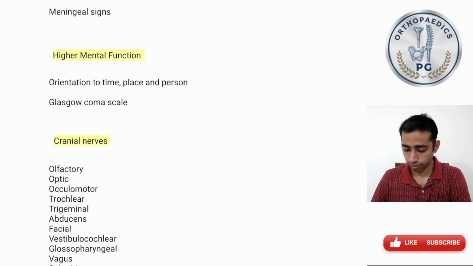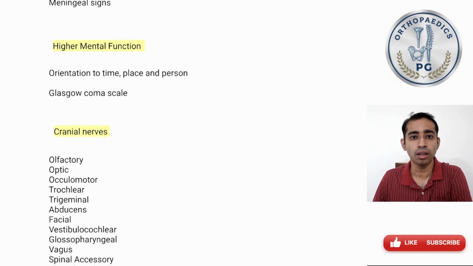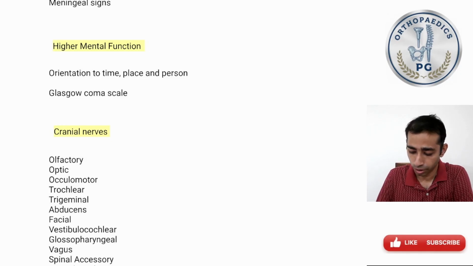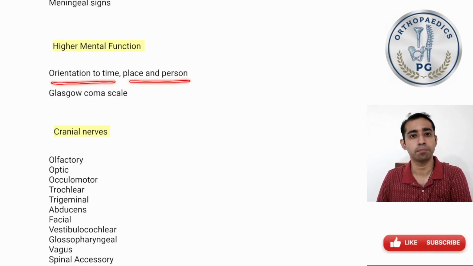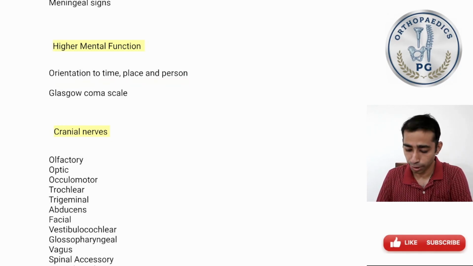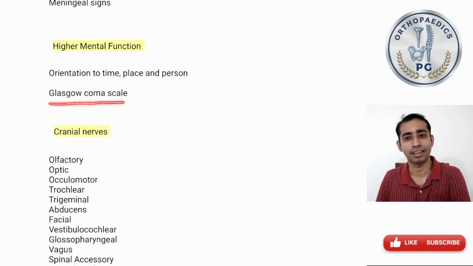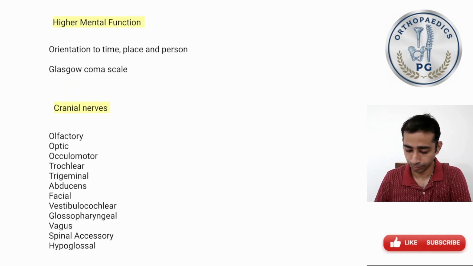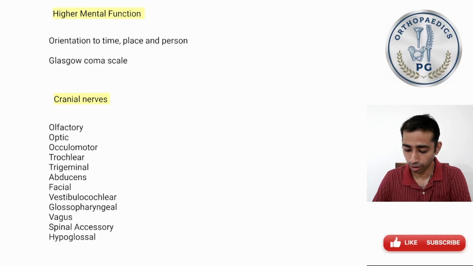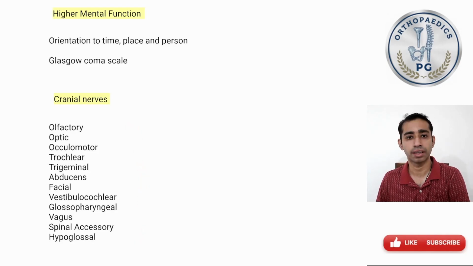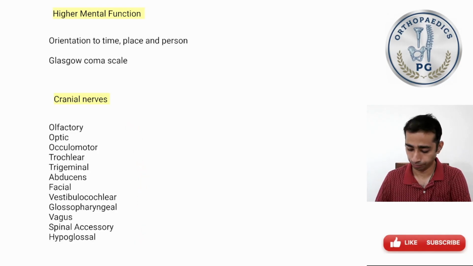We begin the neurological examination by commenting on the higher mental function. So we have to see whether the patient is oriented to time, place, and person. And you must also be aware of the Glasgow Coma scale, which may be asked. Next, we have to examine all the cranial nerves and comment whether they are intact or not.